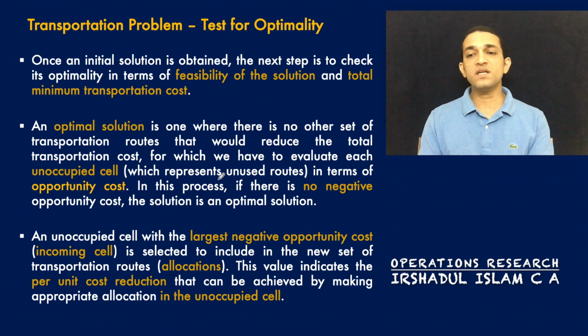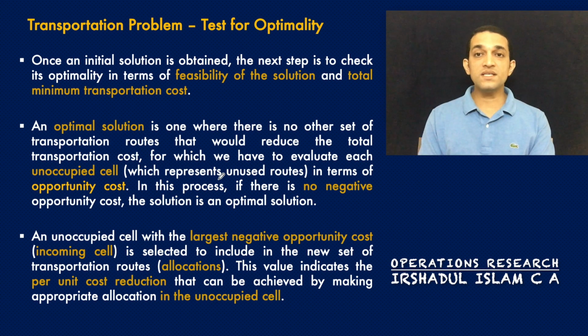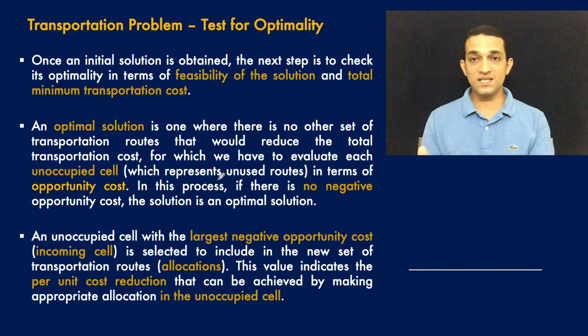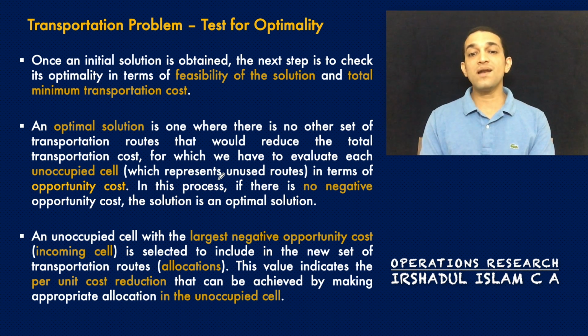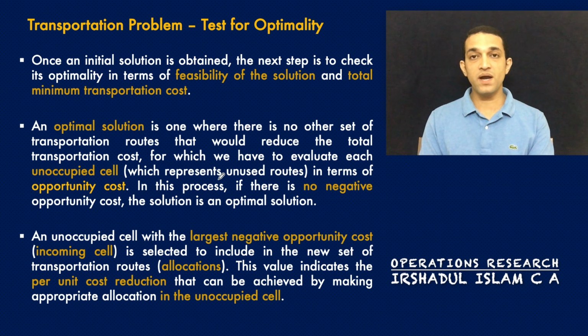In this process, if there is no negative opportunity cost, then we will call the given solution an optimal solution. If there is a negative opportunity cost, then the existing solution will not be an optimal solution. There will be a chance to improve the solution. So an unoccupied cell with the largest negative opportunity cost is selected to include in the new set of transportation routes.